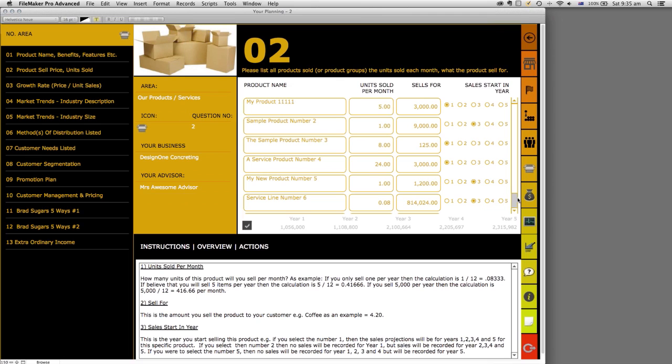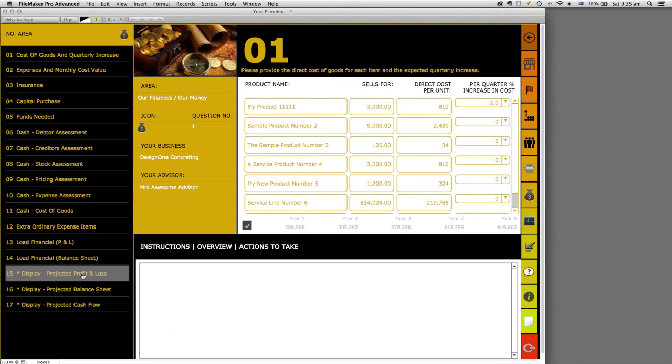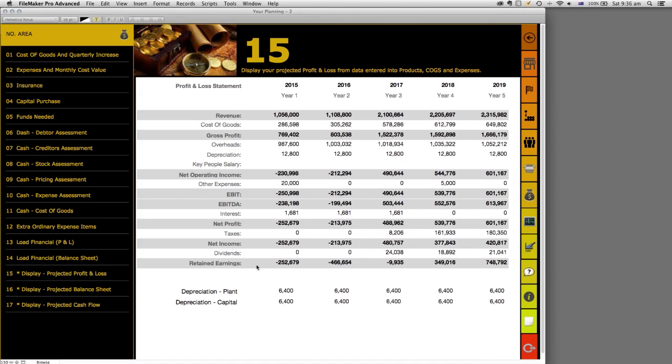So let me go back to the money bag scenario and go back to the P&L display projected. So we can see here that our retained earnings, as we've got a net income loss for the first 2 years. Actually, for the first 3. So you've got net income loss of 252,000. Income loss of 213,000. But the cumulative effect means we don't have a positive retained earnings until 2014.